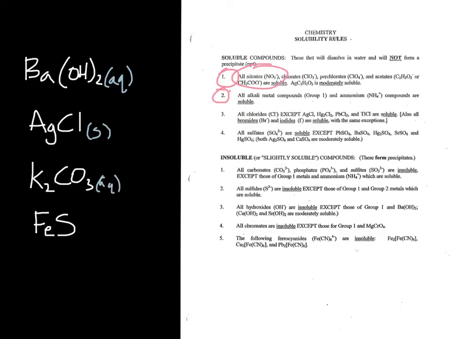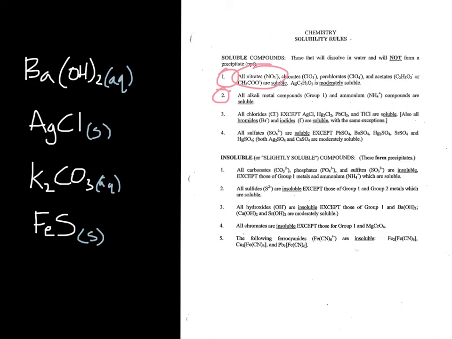Okay, and the last one is iron sulfide. So just scanning through the rules again right here. All sulfides are insoluble except for group 1 and group 2 metals. Iron is a transition metal, so it's neither group 1 nor group 2, which means this one follows the rules. It is a solid, insoluble.